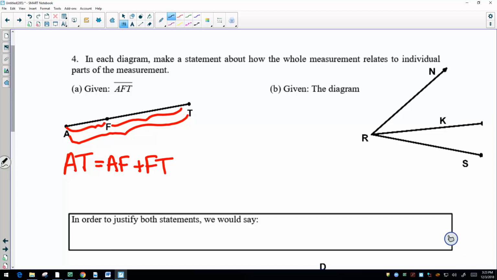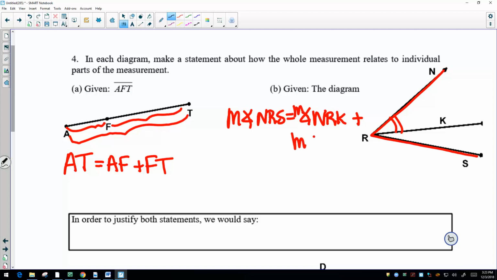Okay, we can do the same thing with the whole angle. So the whole angle, angle NRS, is made up of two smaller angles. We have this little angle, angle NRK, and to that we could also add on the measure of angle KRS.